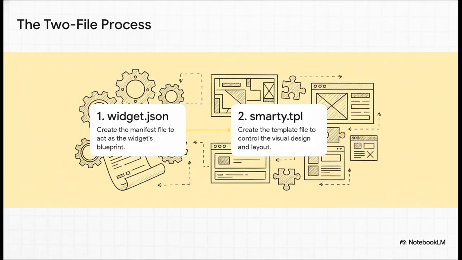First up, you've got widget.json. This is the manifest, and you can just think of it as the widget's blueprint. It's where you define all its settings and properties. The second file is a Smarty TPL template, and that is all about the design. It controls the visual layout. And that's the core idea here. Data and design, kept completely separate.